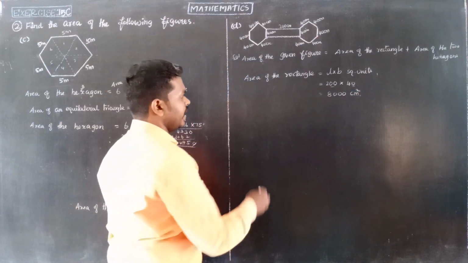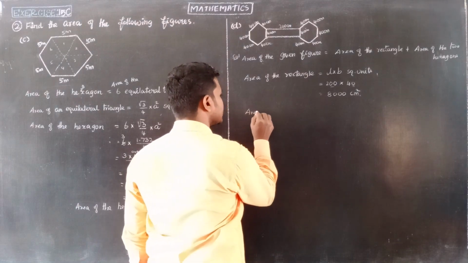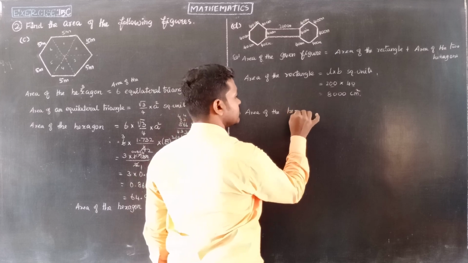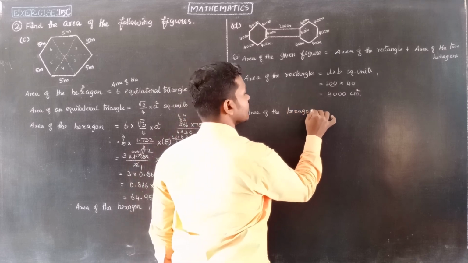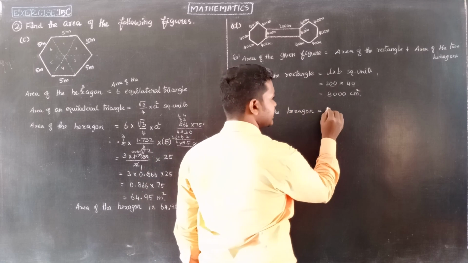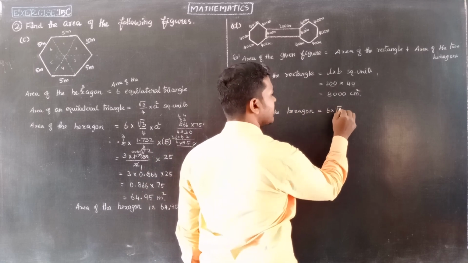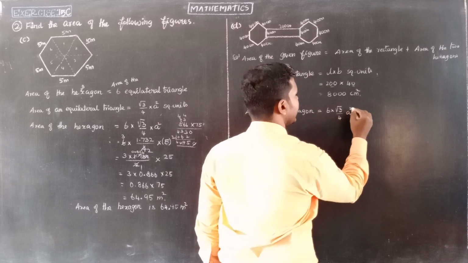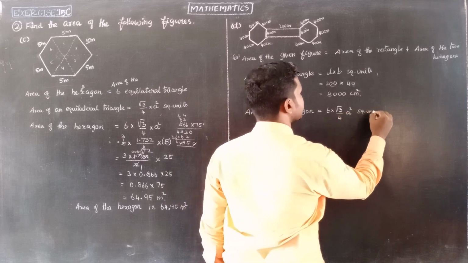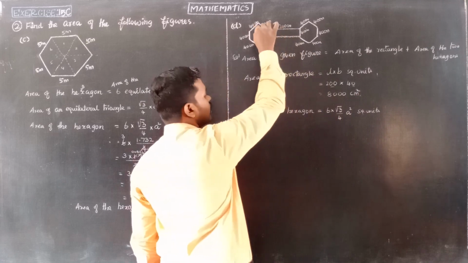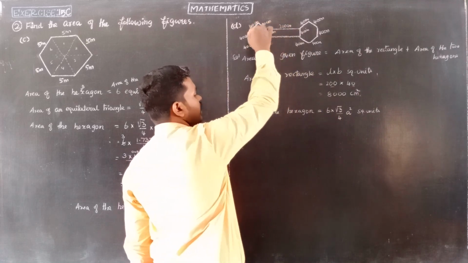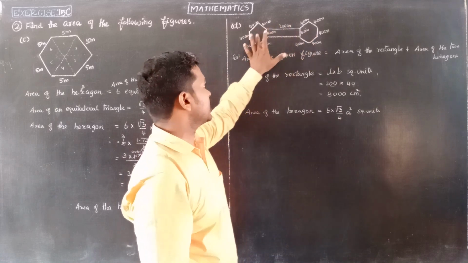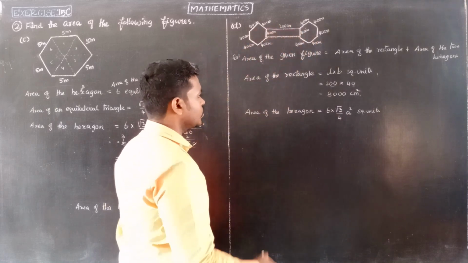And now the area of the two hexagons. The formula: 6 equal triangles form a hexagon, so 6 into root 3 by 4 into a square, square units. This is the formula for the area of a hexagon. Here the two hexagons have the same measurement, so we can write for two hexagons.